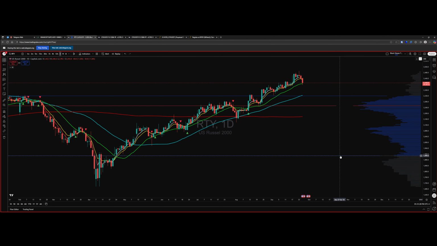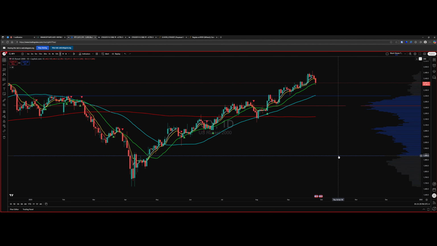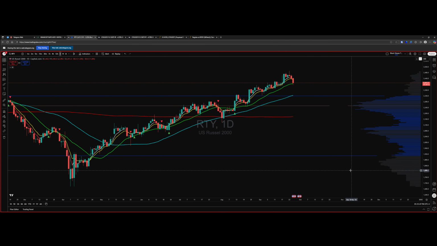Whether they be analysts or economists, I appreciate what they're doing. I respect the learning that goes into it. I totally get it. But at the end of the day, the chart is going to tell me. The chart is going to tell us. We're looking at the Russell right now, RTY. This is a daily chart.